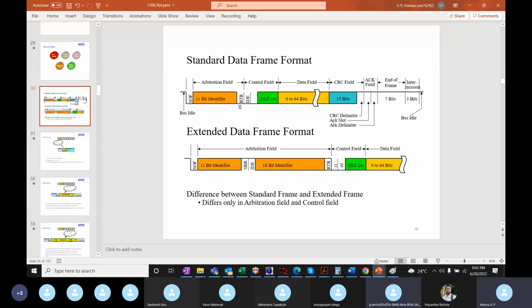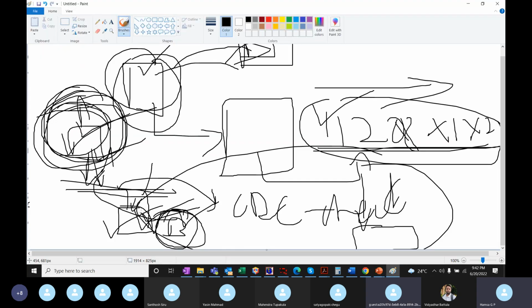What does that acknowledgement mean? The ECU has to acknowledge that I have received data from the other. If ECU A is sending data to ECU B, ECU B has to acknowledge that I have received it. If it is not acknowledging, then it will become an acknowledgement error. So it's clear?